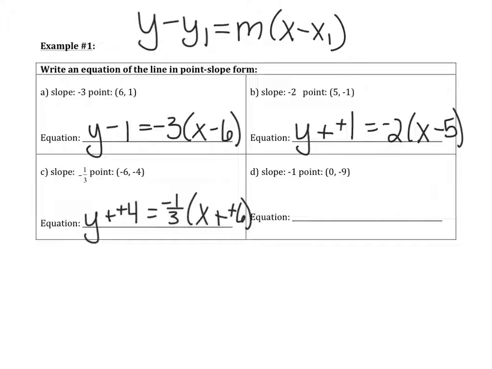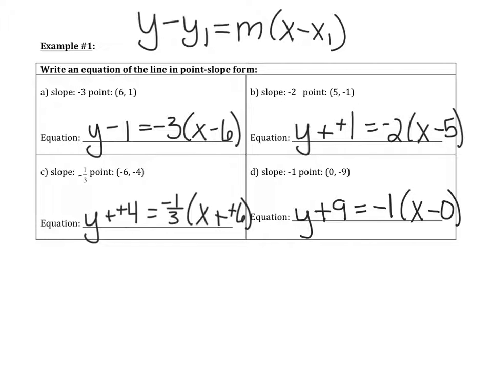Part D says we have a slope of negative 1 and it goes through the point 0, negative 9. So we have a point and a slope. So let's write it in point slope form. We start off with the y variable minus the y coordinate. In this case, it'd be minus negative 9. So I'm just going to go ahead and change that to plus 9 from the very start. Equals m, which is negative 1, times x minus the x coordinate, which is 0.